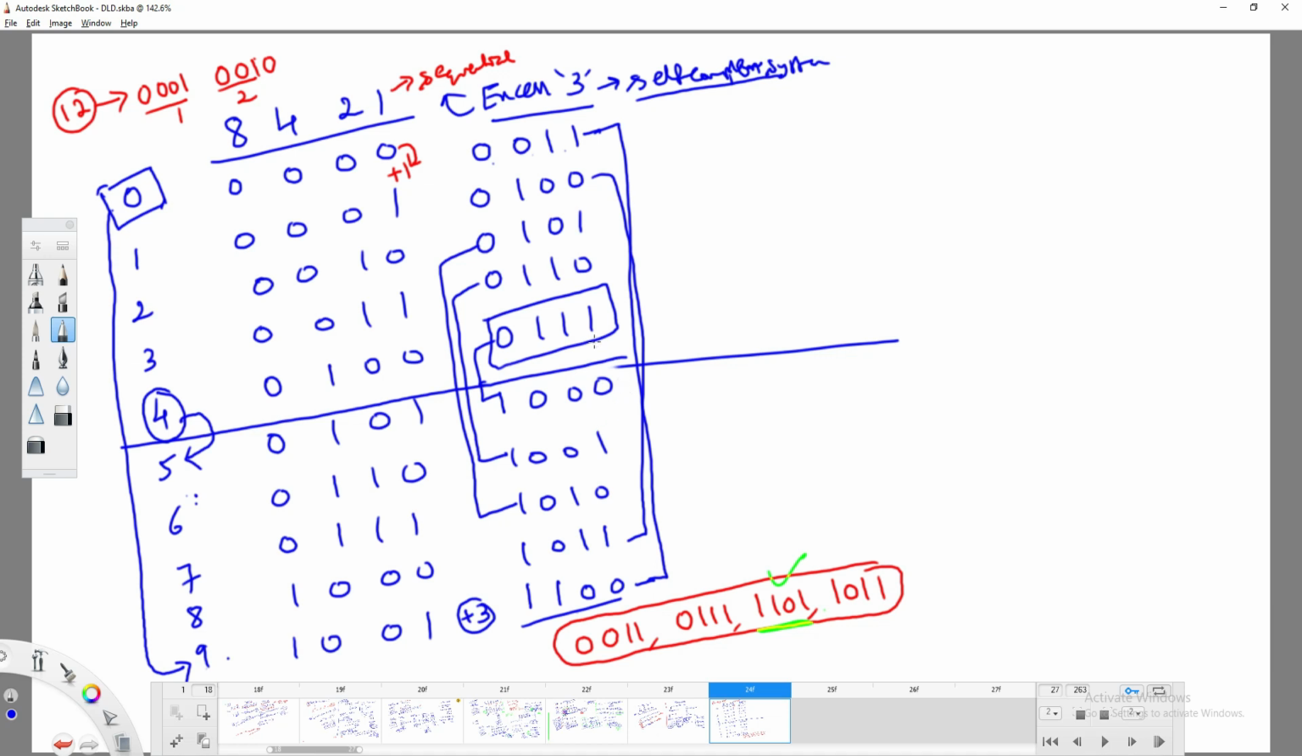Okay. So if you observe, Excess-3 will come under non-weighted code. Why is it non-weighted code? Because if you take a particular value, you cannot assign an individual weight to it. Whereas coming to the 8421 system, if you take this particular number 1, I can assign a value as 8. If you take this particular number 1, I can assign a value as 1. Whereas coming to this particular system, I cannot assign like that exactly. That's why it will come under non-weighted code.